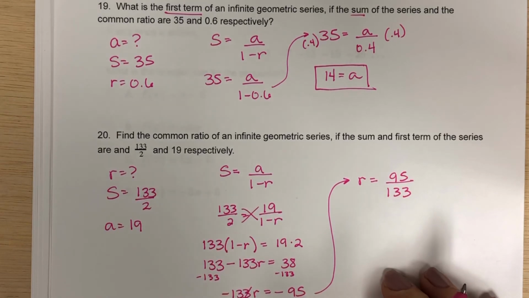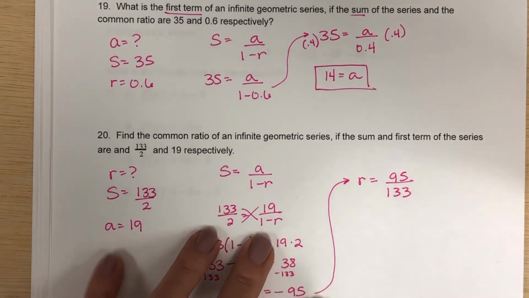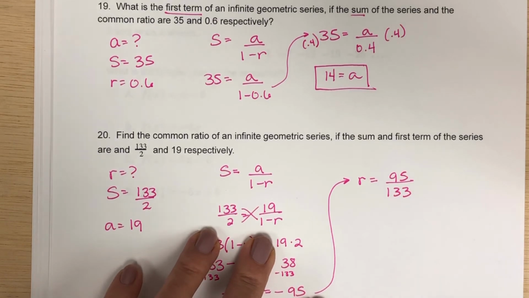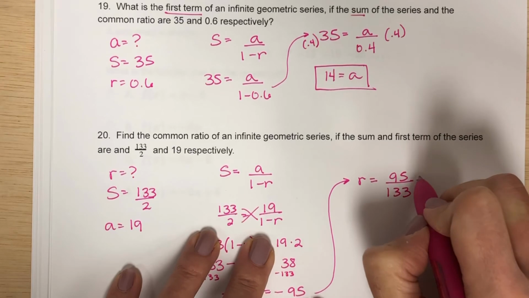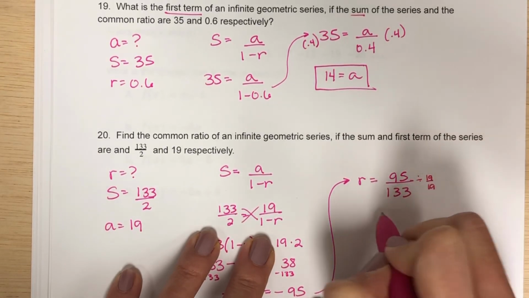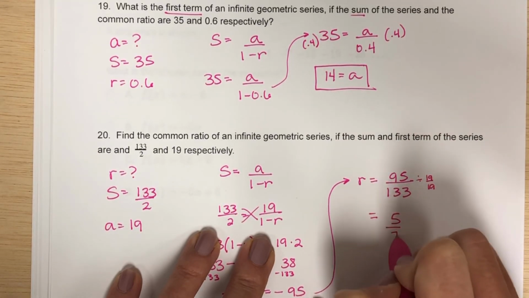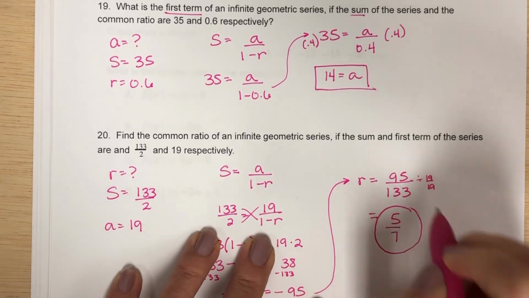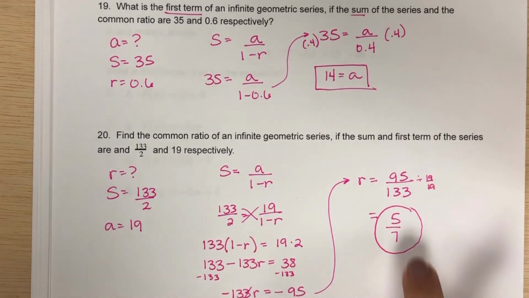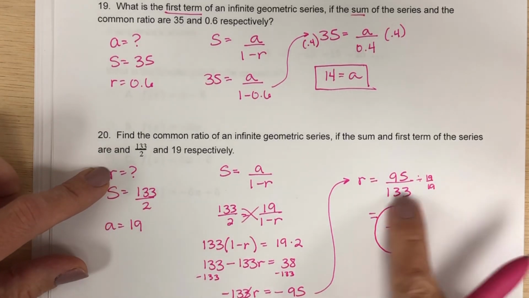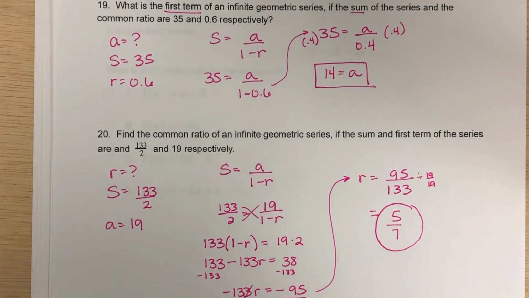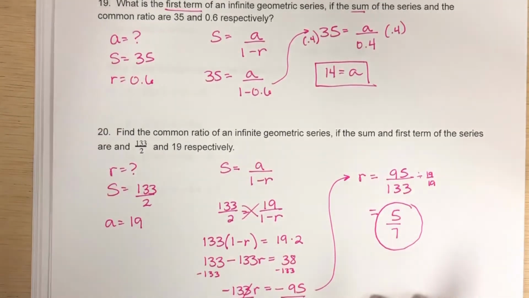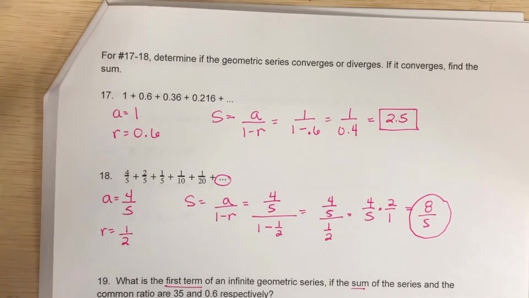I do believe I should be able to simplify this. Let's see, 95, I divide this by 19, I get 5/7. So my ratio is 5/7. And that confirms the fact that the absolute value of this should be less than 1, which indeed it is. Hopefully, we are okay on finding the sum of an infinite geometric series, assuming that it converges.